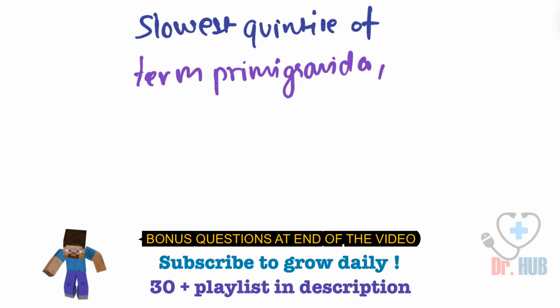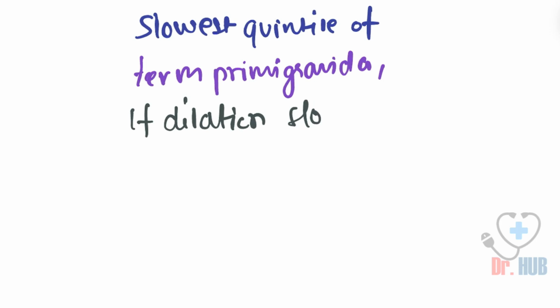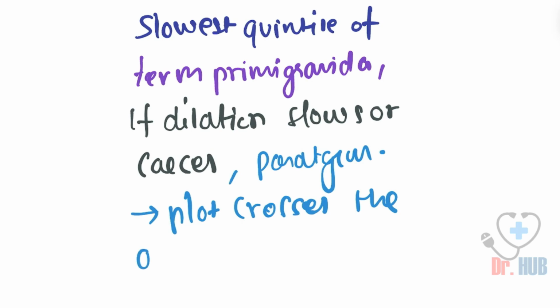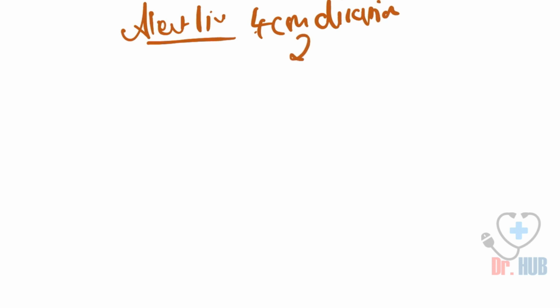And next, if dilation slows or ceases, what is the condition? In case the dilation slows or ceases, the partograph plot will cross the alert line. The alert line is at 4 centimeter dilation, with an expected dilation of 1 centimeter per hour.